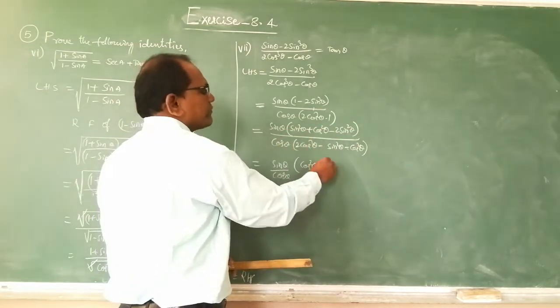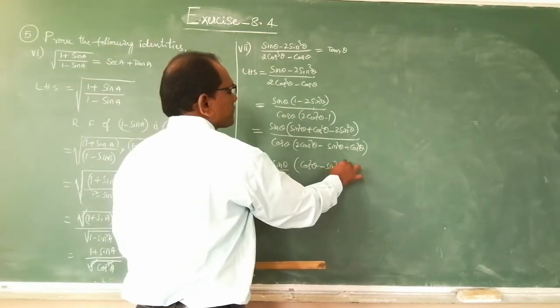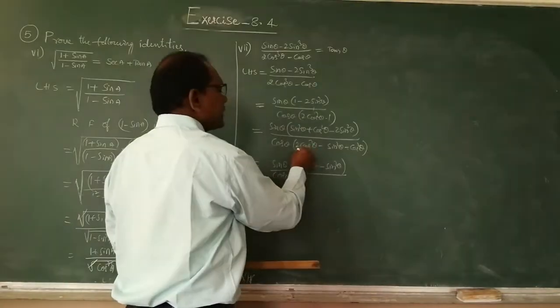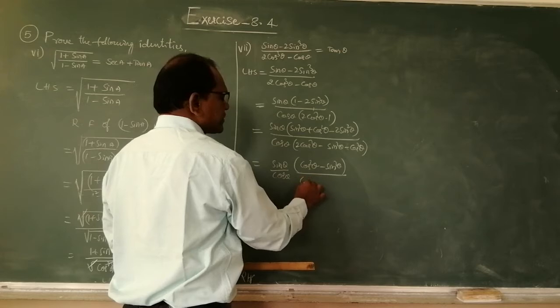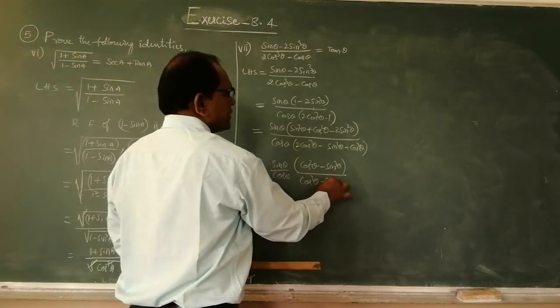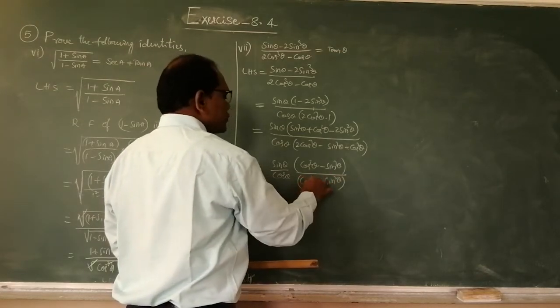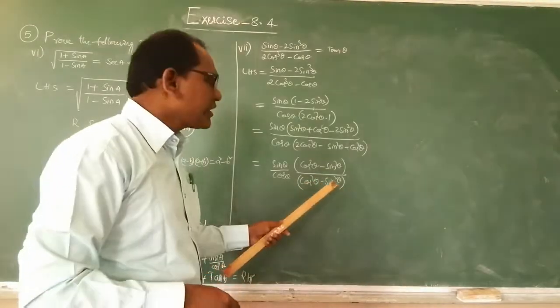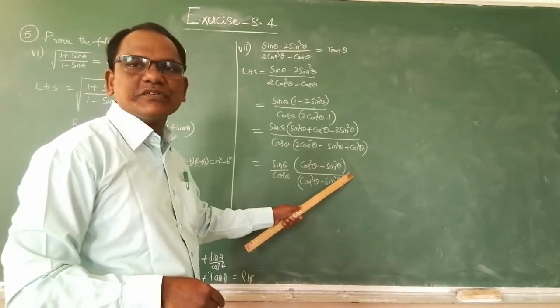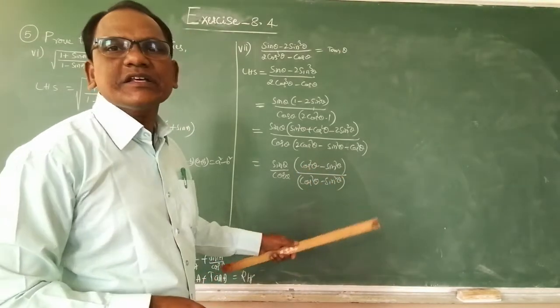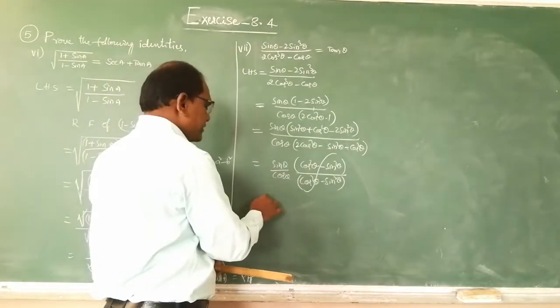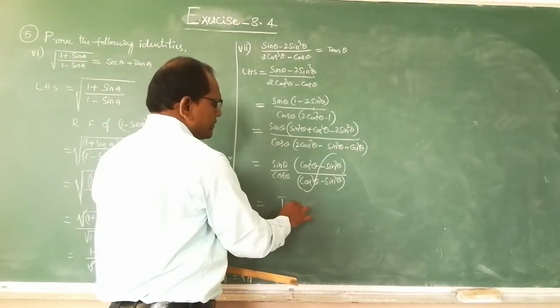Minus 2 plus 1 minus sin square theta. Here also 2 cos square theta minus cos square theta, that is cos square theta minus sin square theta. So these two are equal in the numerator and denominator. Therefore cos square theta minus sin square theta by cos square theta minus sin square theta, both get cancelled. Therefore sin theta by cos theta means tan theta.